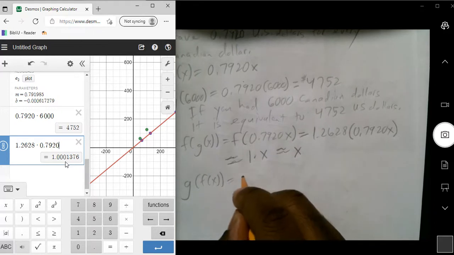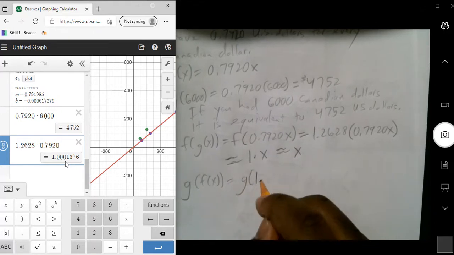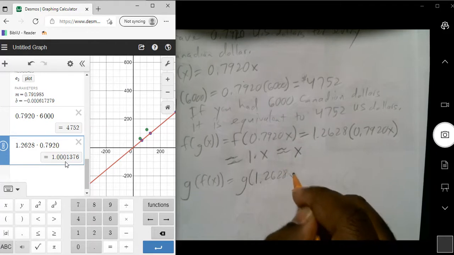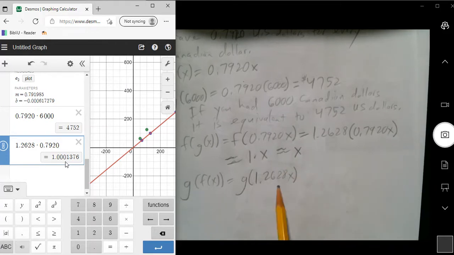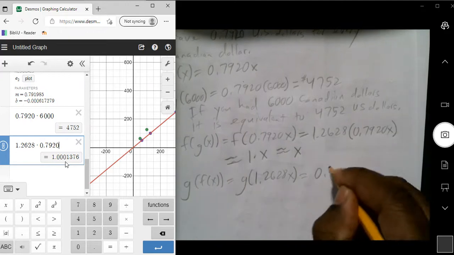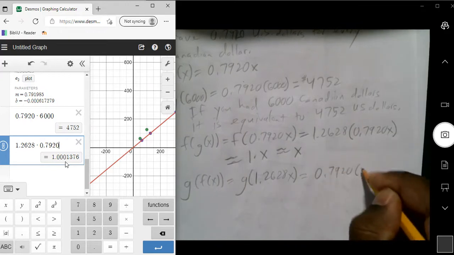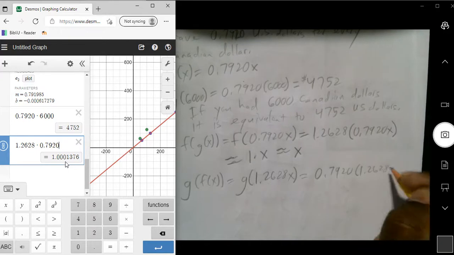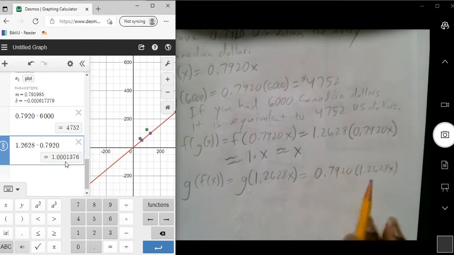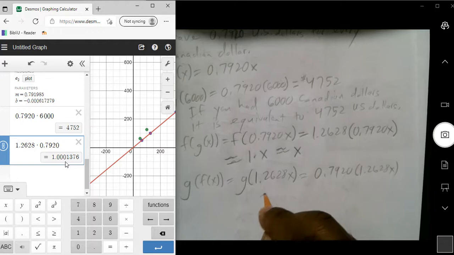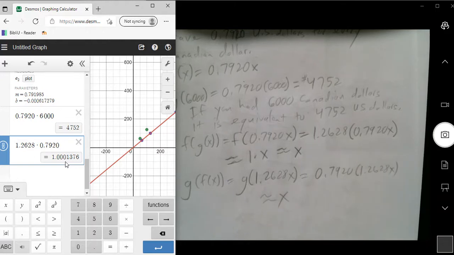And then finally, we have to do g of f of x. So we would have g of 1.2628x, because f of x is equal to this. And then we know g of x is equal to this here. So it'll be 0.7920 times the 1.2628x, which is giving you the same amount here. So this will be approximately x. So we proved that.